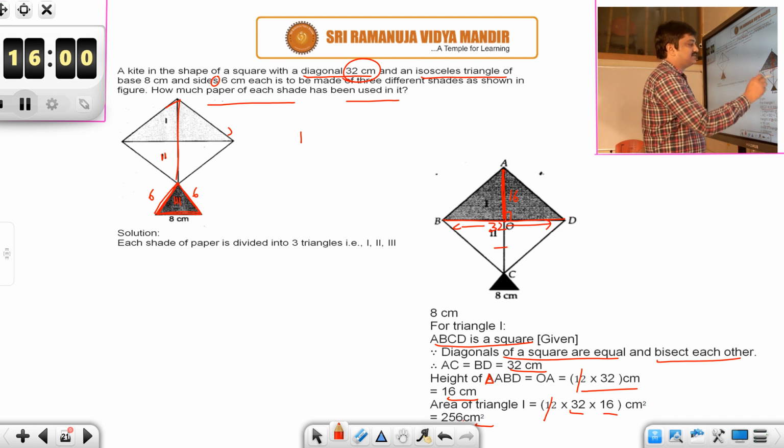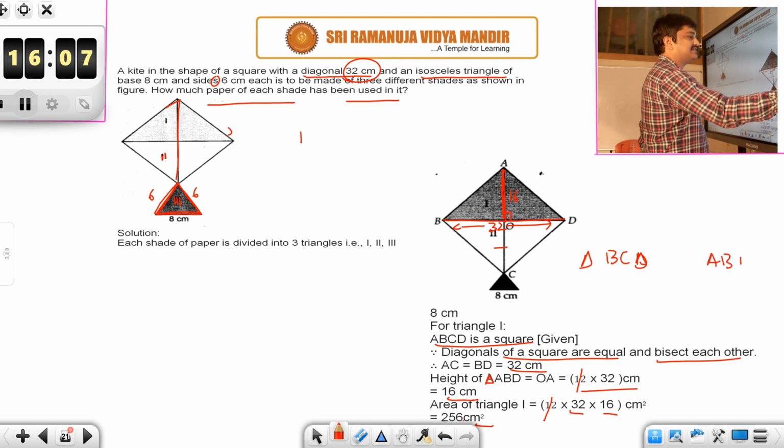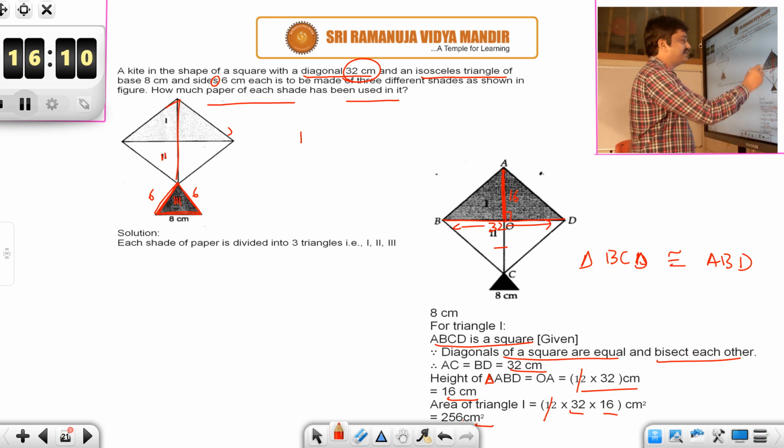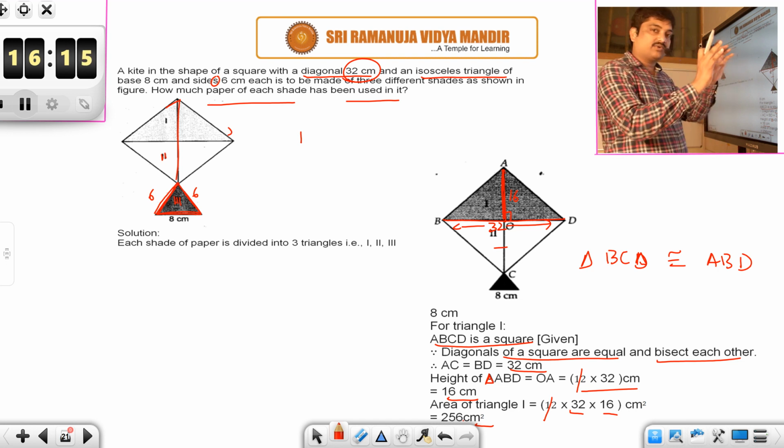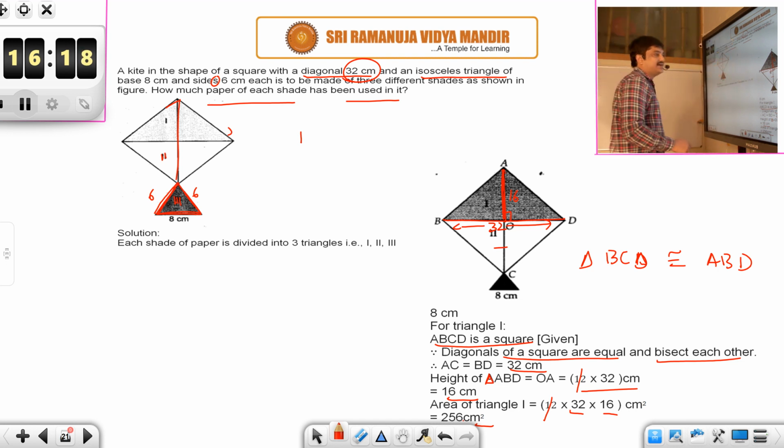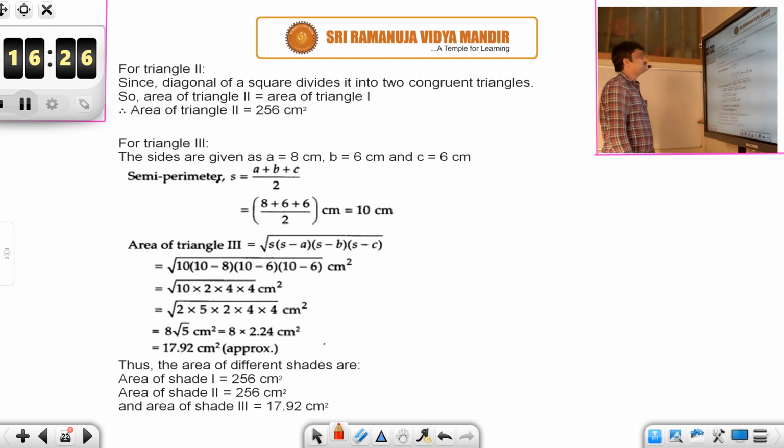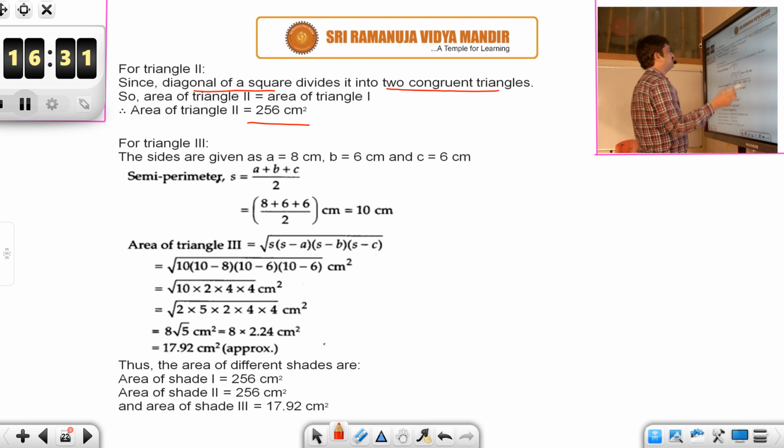Again, this area of BCD and ABD, these are congruent triangles if you observe. Obviously, right? Triangles ABD and BCD are equal. Diagonals divide the square into two equal parts, two congruent triangles. So for region 2 also, for triangle 2, the area will be the same, 256 centimeters square only. Since the diagonal of a square divides it into two congruent triangles, the area of triangle 2 will be equal to the area of triangle 1, which is 256 centimeters square.